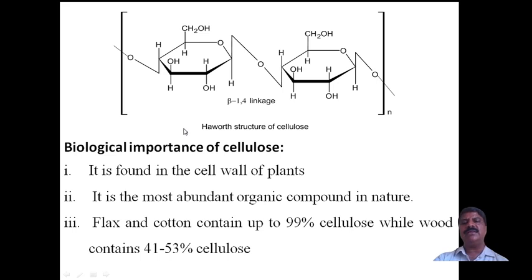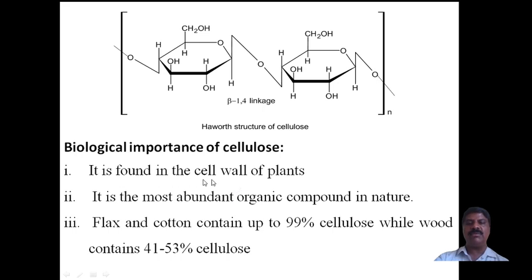Now coming to the biological importance of cellulose. It is found in the cell wall of plants. It is the most abundant organic compound in nature. The first importance is that it is found in the cell wall of plants. Cellulose is usually the kitchen house of the plant.